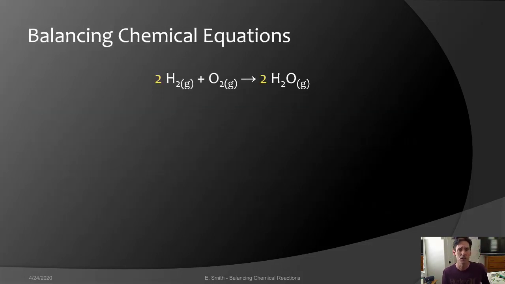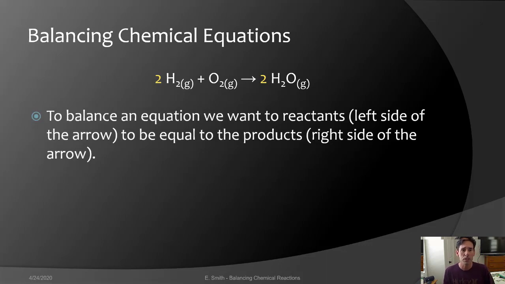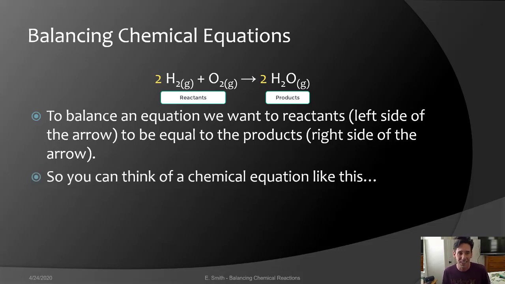Knowing this, I need 2 parts hydrogen and 1 part oxygen to make 2 waters. So the key, folks, to balance an equation, is to make it so that the reactants are equal to the products. Remember, the reactants are on the left-hand side of the arrow, and the products are on the right-hand side. You can actually think of the arrow as meaning an equal sign.